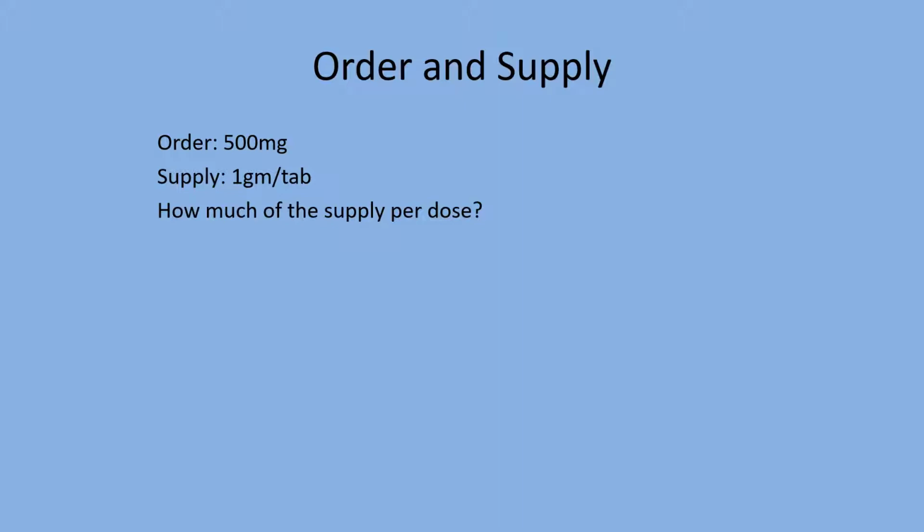Alright. This time, conversion. They're not in the same units. Well, let's convert the grams into milligrams. 1 gram is how many milligrams? 1,000. Now it makes it easier. Now we can do order, 500 milligrams, over the supply, which is 1,000 milligrams. And our units cancel, so we're happy. So we need to administer 0.5, half a tablet.